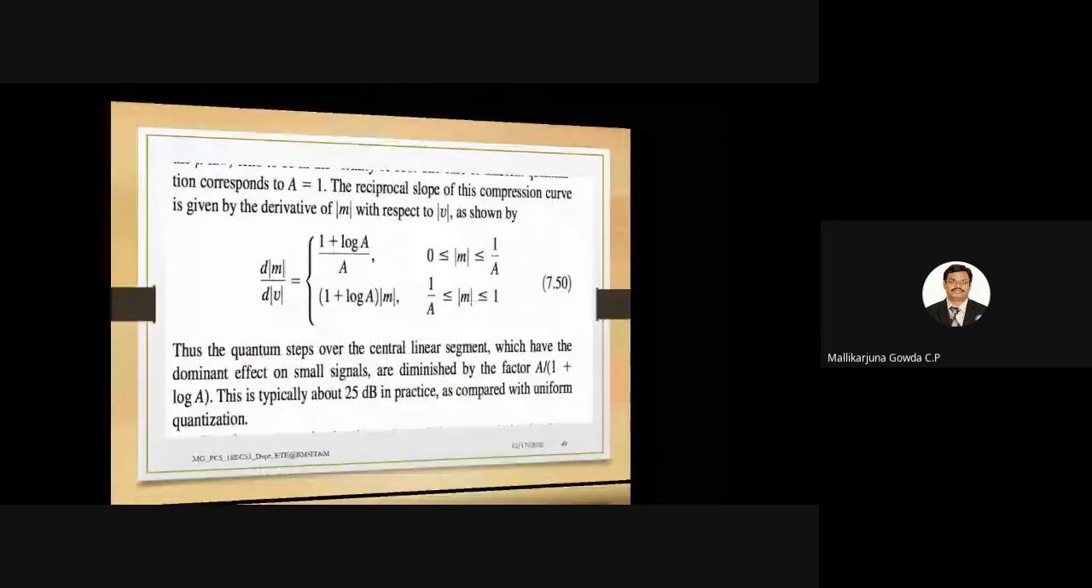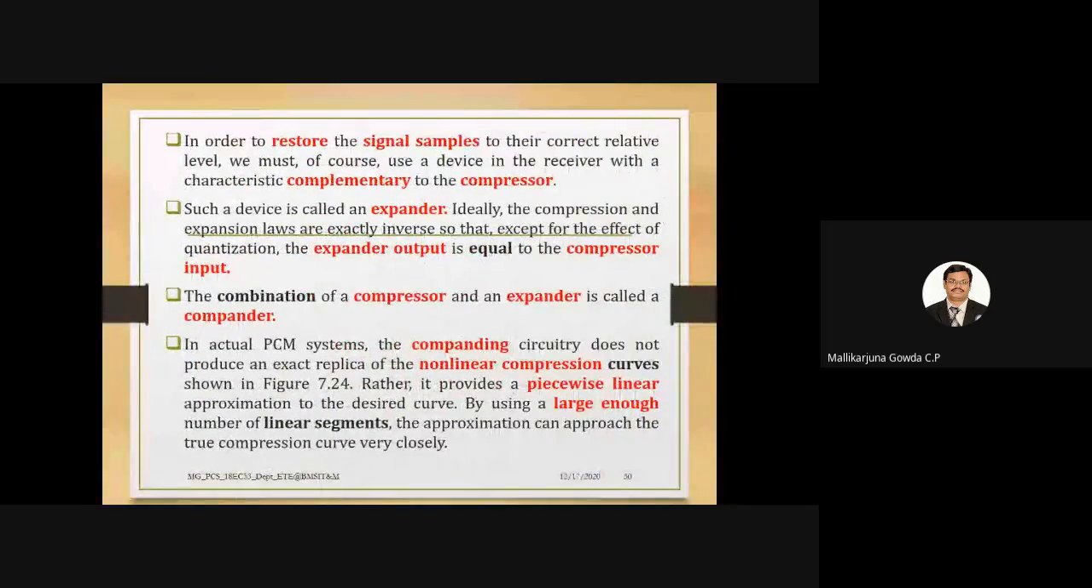So that is all about A law and mu law. Many times they ask about these two things. You should be able to draw the graph for different values of mu and different values of A, and you should be able to write those expressions. How we get those equations is beyond the scope of our discussion, because we are not going to derive any of those expressions. You need to understand how to write them.